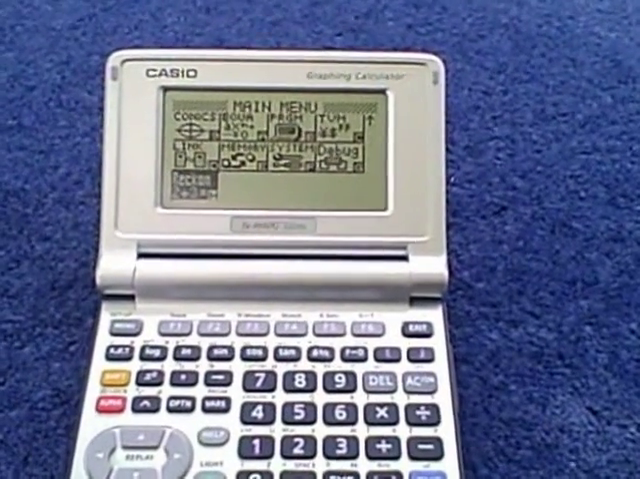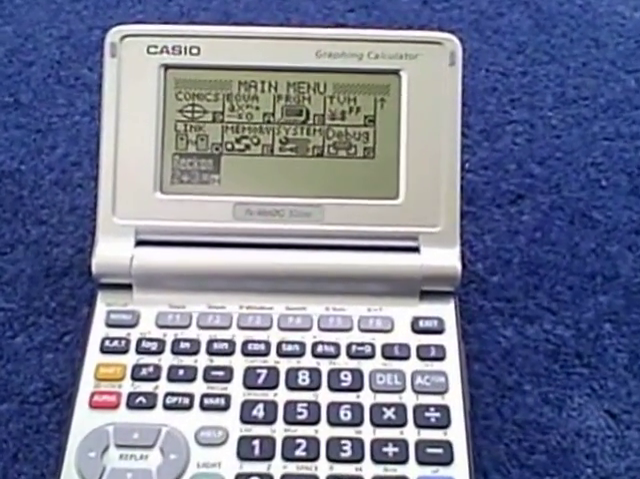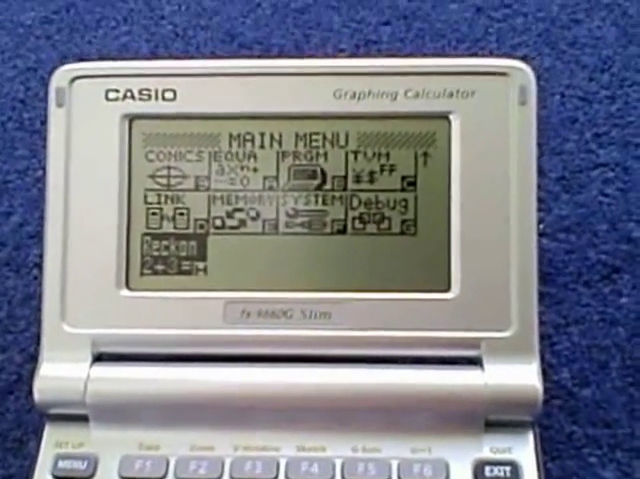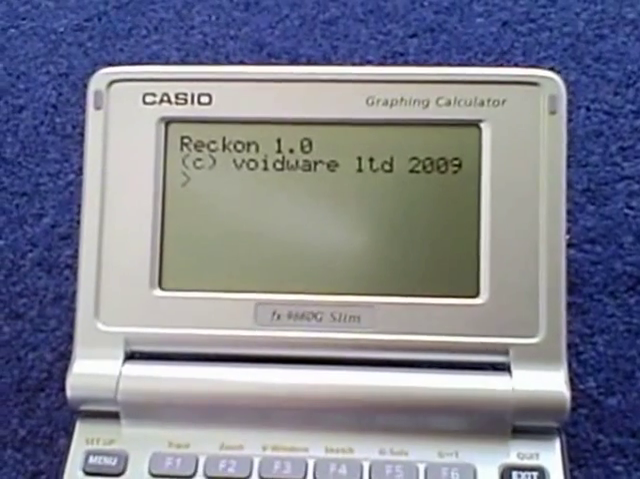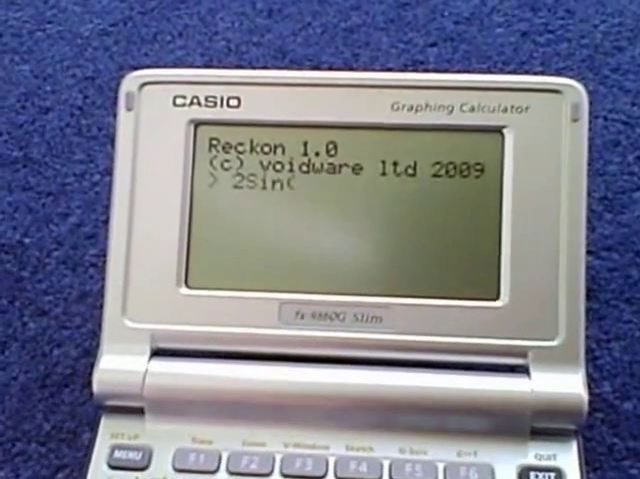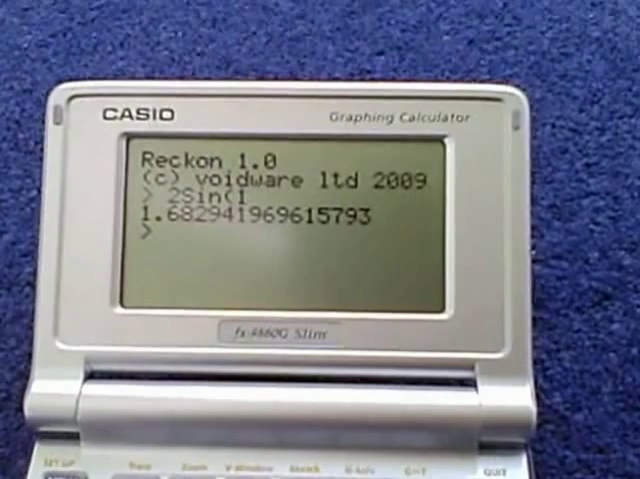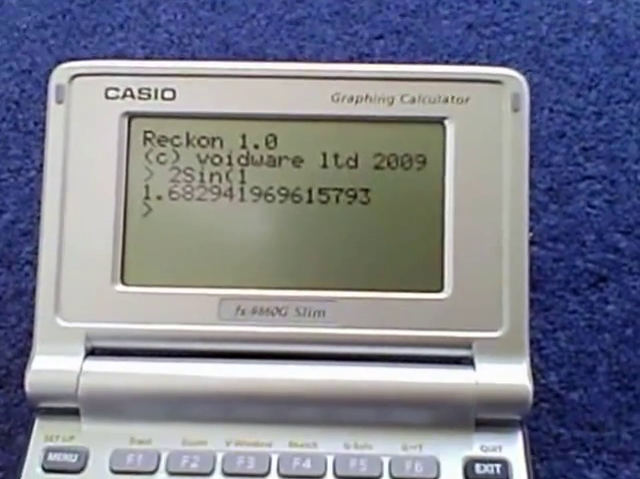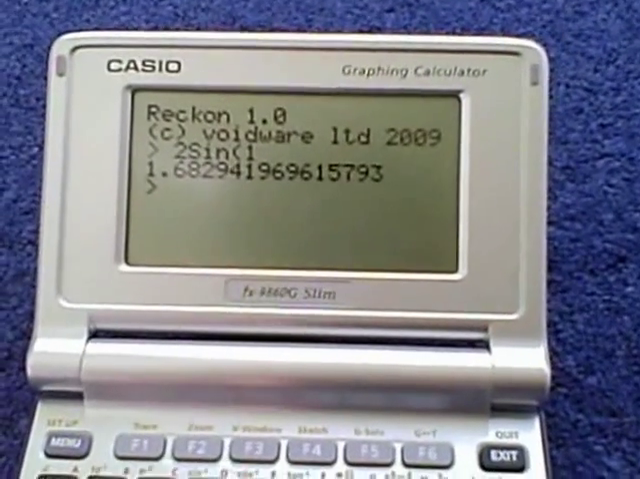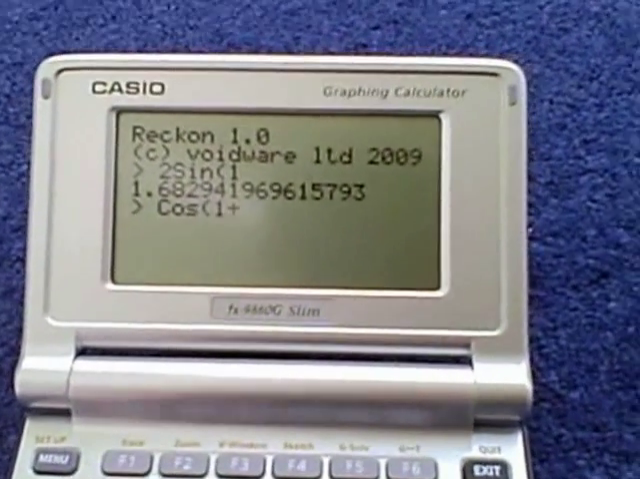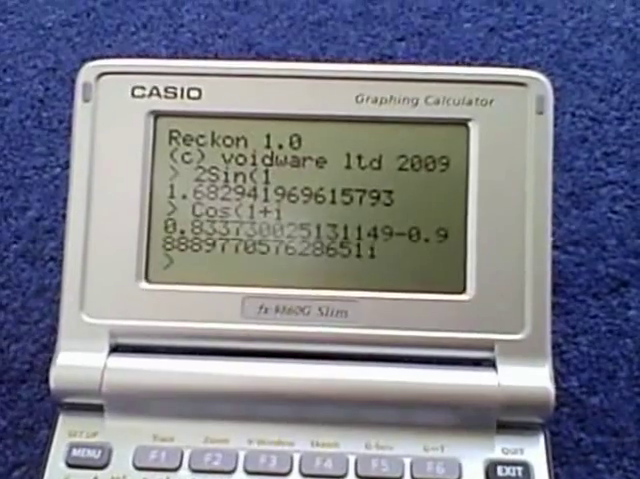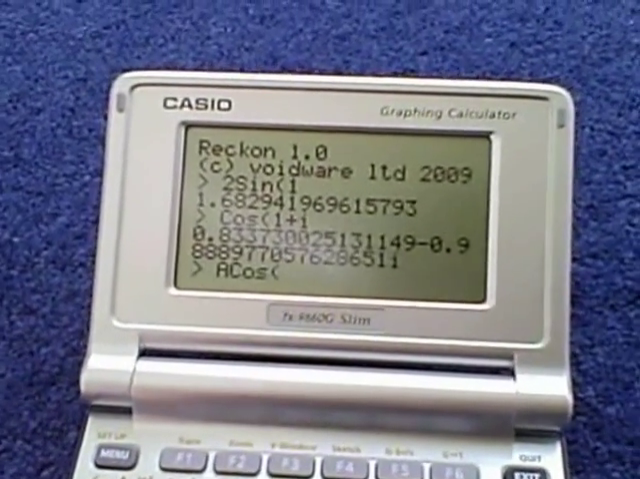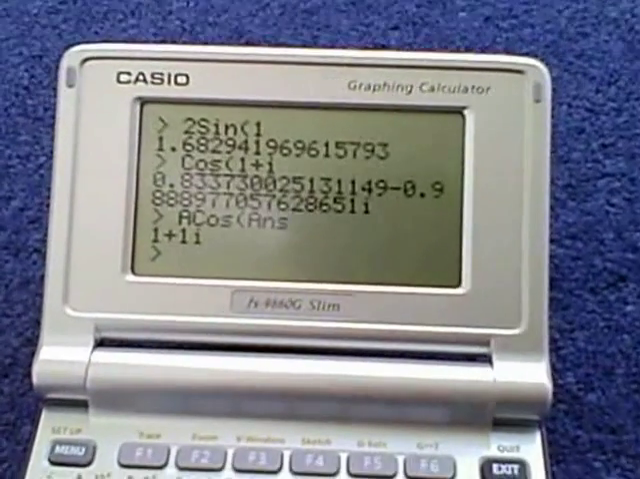This is the Casio FX9860G Slim. I'm going to show you a replacement calculator called Reckon. 2 sine 1. Reckon calculates floating point numbers to 25 digits decimal internally. Cos 1 plus i. Also complex numbers. Arc cos, answer. Gets back to 1 plus i.